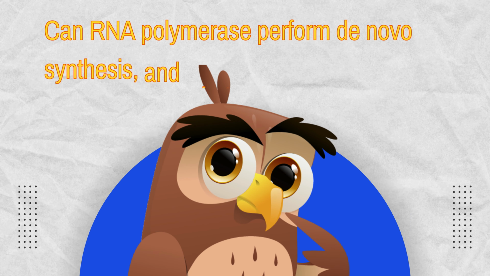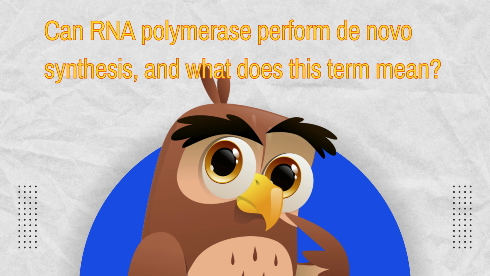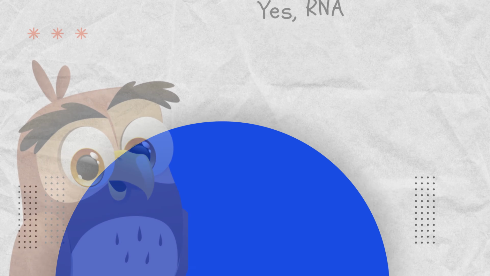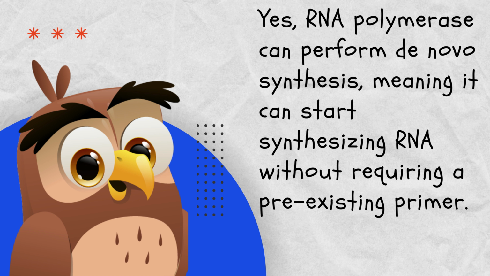Can RNA polymerase perform de novo synthesis, and what does this term mean? Yes, RNA polymerase can perform de novo synthesis, meaning it can start synthesizing RNA without requiring a pre-existing primer.